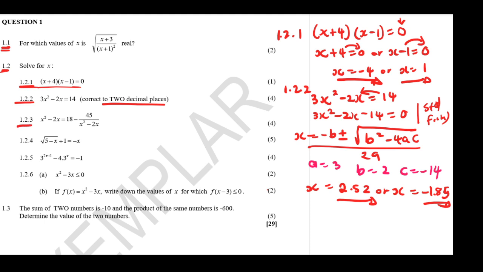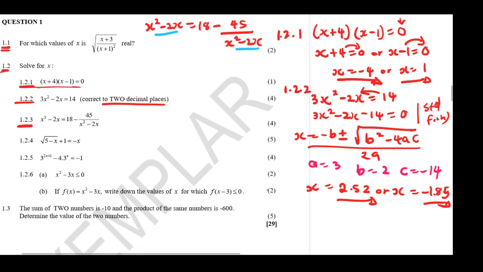Now going to 1.2.3, where we have this expression here, which is really interesting. So the first thing you're going to do here is I'm going to write it down. So it's x squared minus 2x is equal to 18 minus 45 over x squared minus 2x. What's common here? x squared minus 2x, right? It's here and it's also here. So we can use the value of k. So we can substitute the value of k.